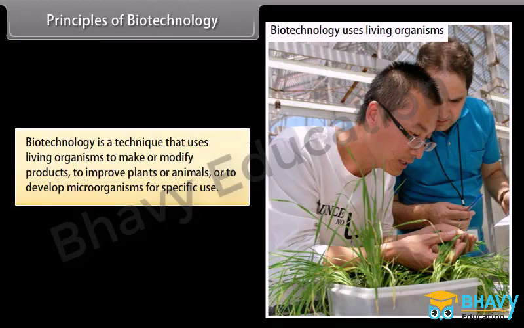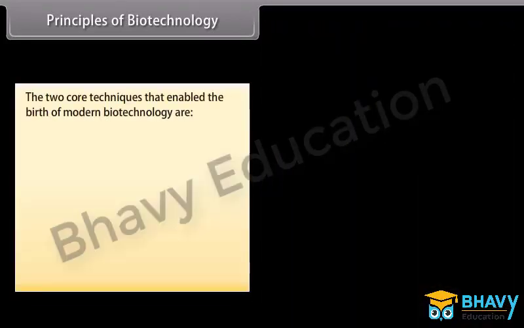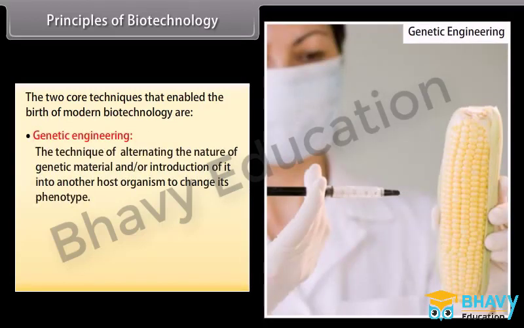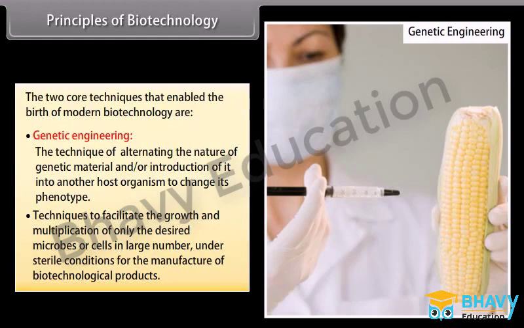Principles of biotechnology. Biotechnology is a technique that uses living organisms to make or modify products to improve plants or animals or to develop microorganisms for specific use. The two core techniques that enabled the birth of modern biotechnology are genetic engineering, the technique of altering the nature of genetic material and/or introduction of it into another host organism to change its phenotype. Techniques to facilitate the growth and multiplication of only the desired microbes or cells in large number under sterile conditions for the manufacture of biotechnological products.